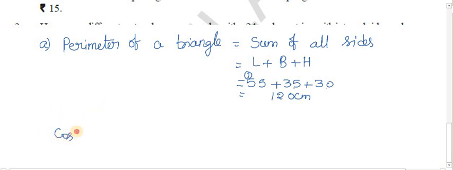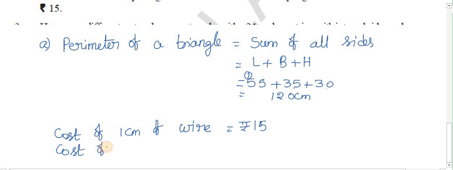First we will write what information we got in the question. Cost of 1 centimeter of wire is equal to 15 rupees. Now how many centimeters of wire do we need? That is nothing but your perimeter. So 120 centimeters of wire I need for the triangle. So 1 centimeter costs 15 rupees, then 120 centimeters will be, yes, nothing but multiplication. So here we are going to do multiplication.